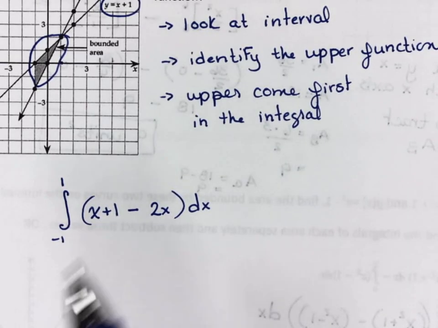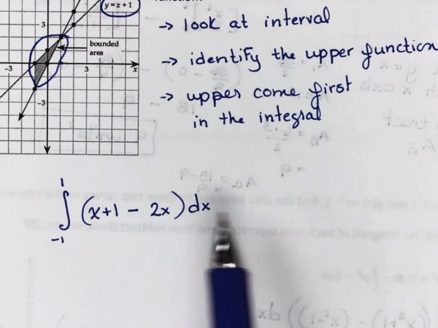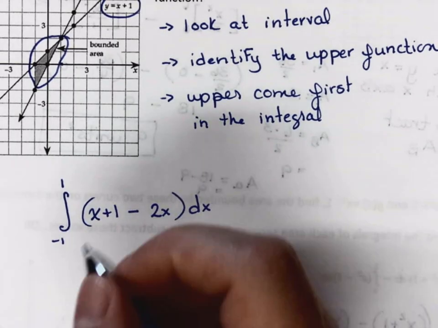And I'm going to be honest with you, normally what I do every time is put the second one in brackets, because if there's more than one term, I'm going to have to distribute that negative, and that's a really easy mistake to make.